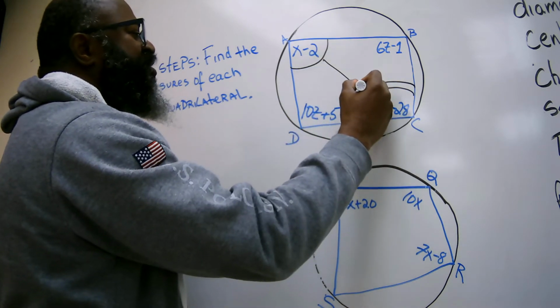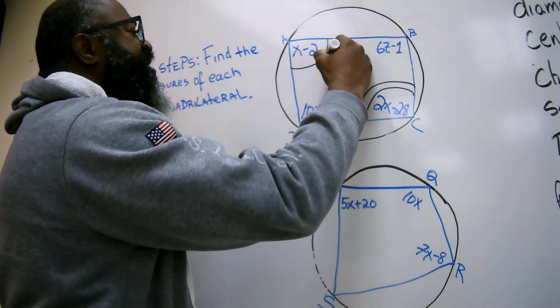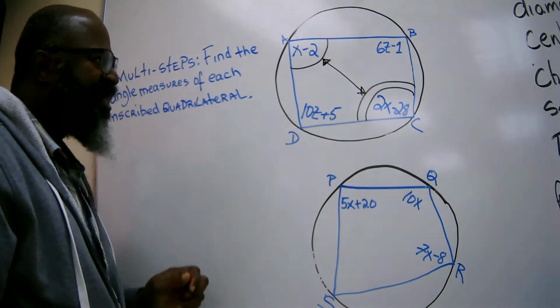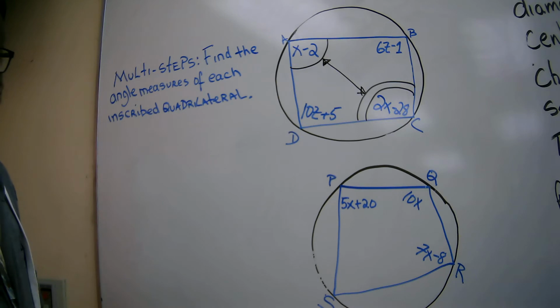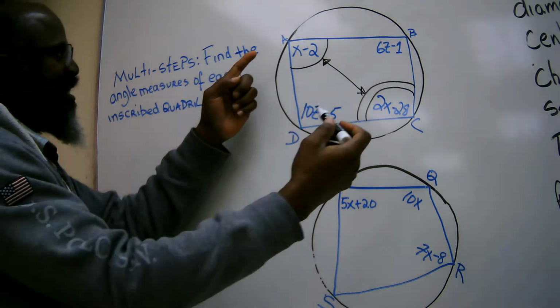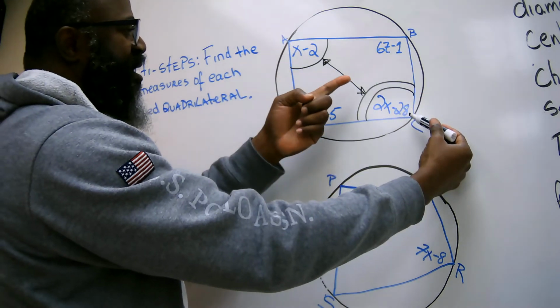So they're facing each other. It says the only way that you can have a quadrilateral inscribed in a circle is if and only if the opposite angles are supplementary. In this case, I know angle A is opposite to angle C.